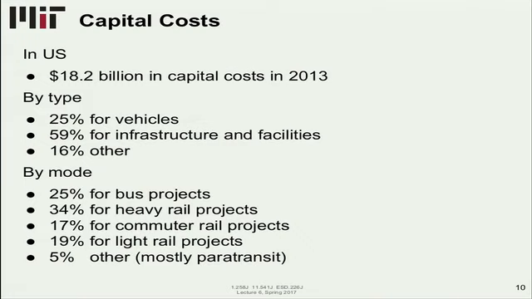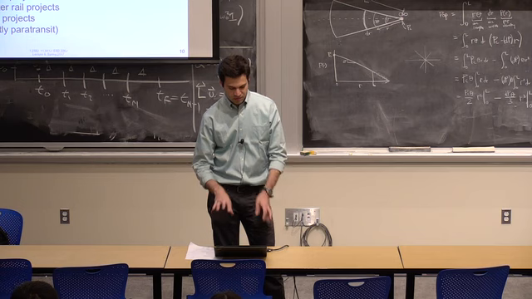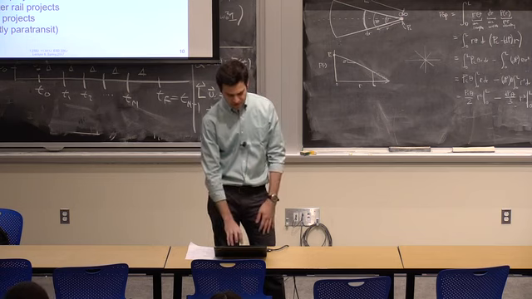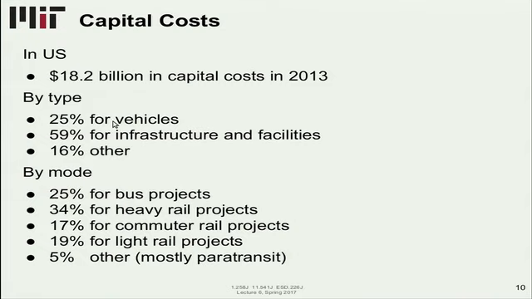Okay, capital costs. These are based once more on the NTD numbers, the National Transit Database. These are 2013 numbers that were published in the 2015 APTA Fact Book, and you can download that on Stellar if you want to look at these in detail. So 18.2 billion was spent in capital costs, and we're going to look at how that cost was distributed. If we look at it by type, about a quarter of that was spent on purchasing vehicles or rehauling old vehicles for their midlife repair.